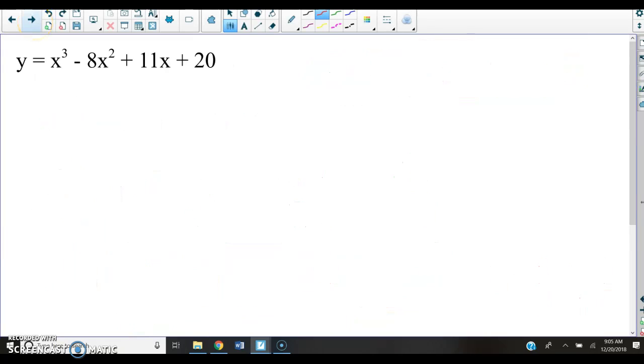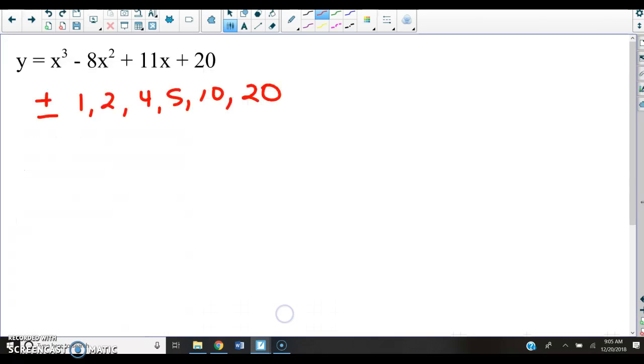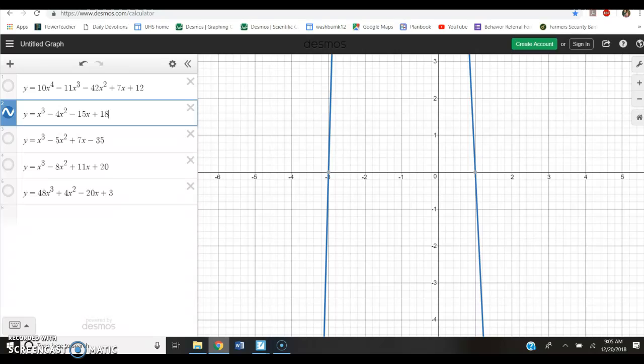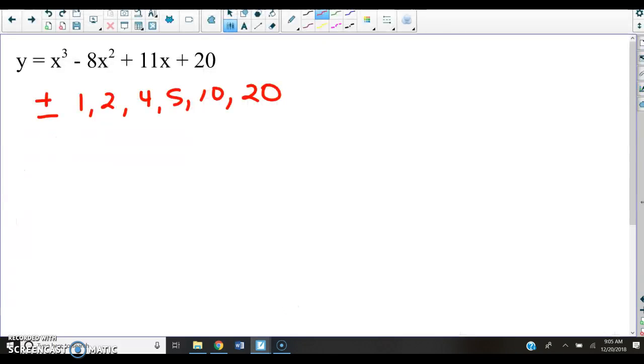All right, here's another one. Possible rational roots again. 1, 2, 4, 5, 10, 20, I believe. Okay, so we're going to go back to Desmos, and that was, which one? Okay, so -8x squared, so it's this one. Take this one off. Well, looks like -1, 4, and 5. So I can come back to this. And we're guessing -1, 4, and 5. Does not matter which one we use first.